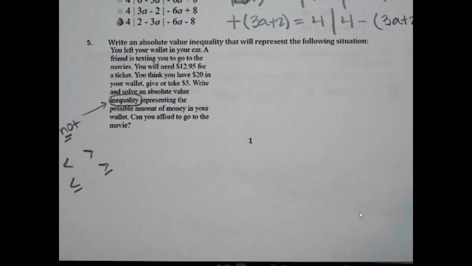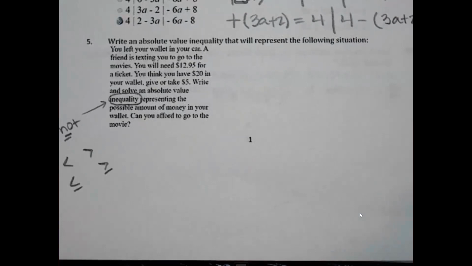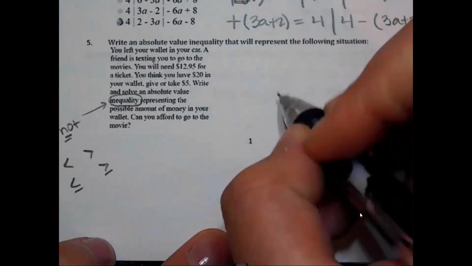Can you afford to go to the movie? Did a bunch of people say no? I feel physical pain right now. You have $20, give or take 5. It costs $12.95. You're in your wallet, which you're gonna go get. Bless. All right.